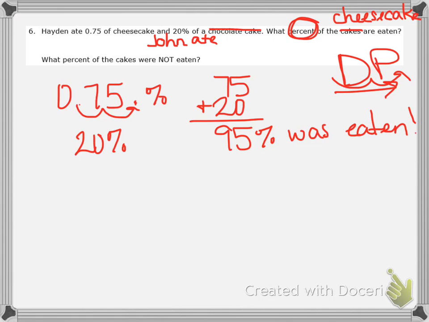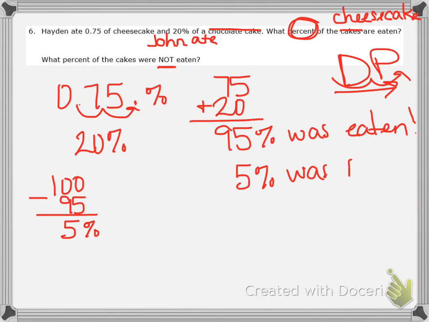If I want to know what percent was not eaten, I need to subtract, 100 take away 95, to get what was left over. So 5% was not eaten. Remember, percent means out of 100, and that is why I subtracted 95 from 100. Okay?